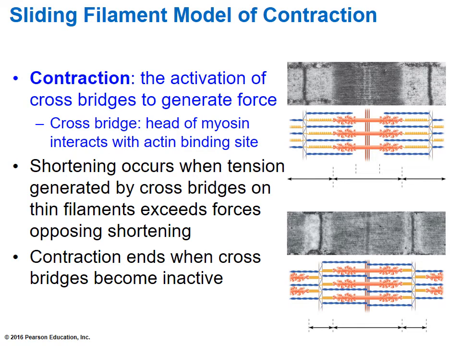And it all starts with the fact that we need to make a cross bridge, a physical connection between the myosin head and the actin binding site. So a physical connection between your thick and your thin filaments.